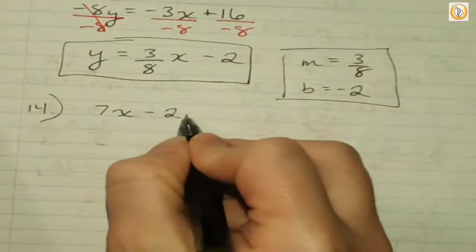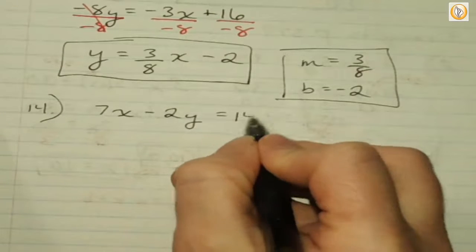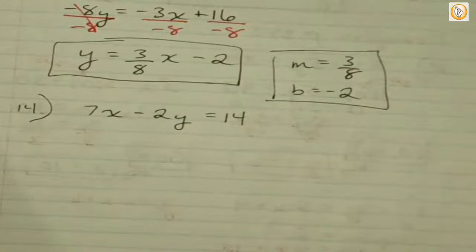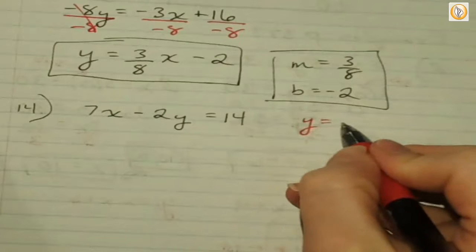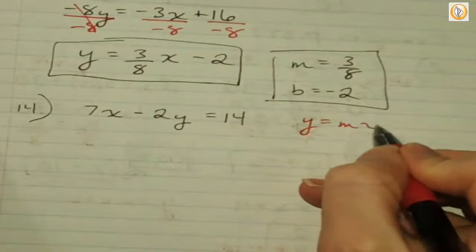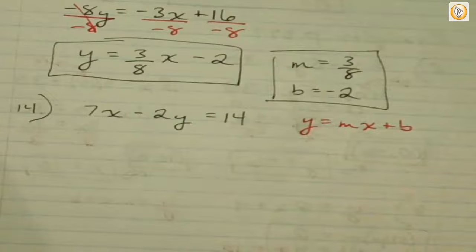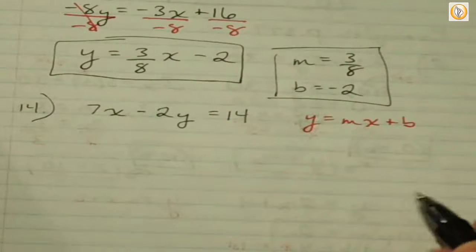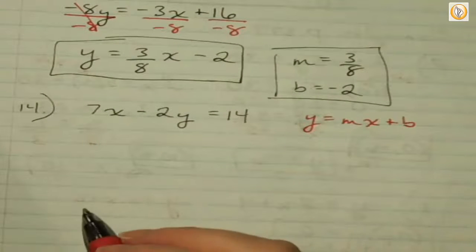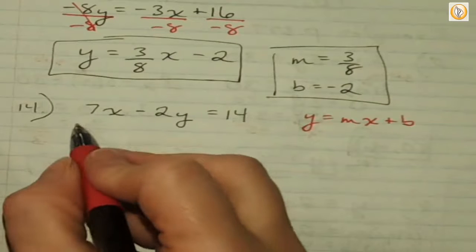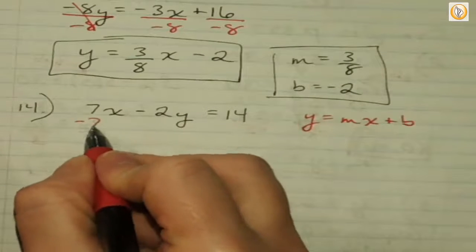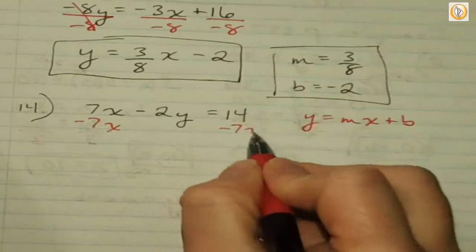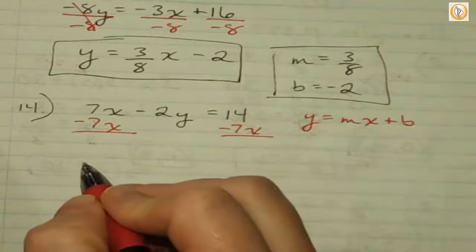7x minus 2y equals 14. Okay, we have to move this around to be in the y equals mx plus b format. So you're going to subtract 7x from both sides. So from 7x and 14. Do you understand that, Kelly?